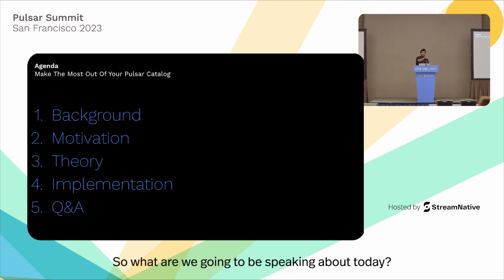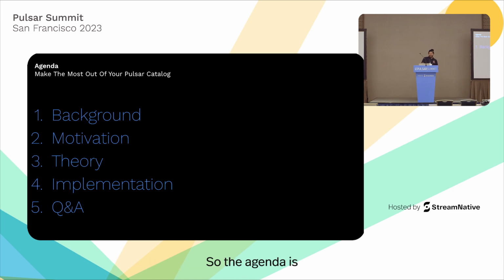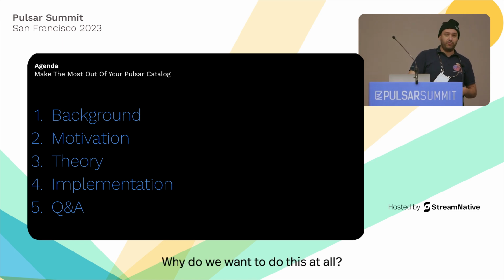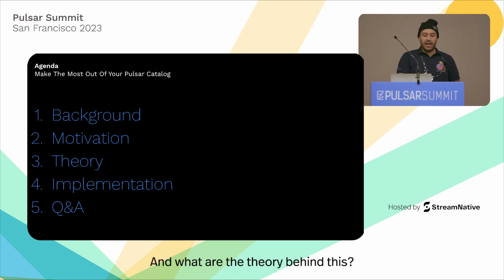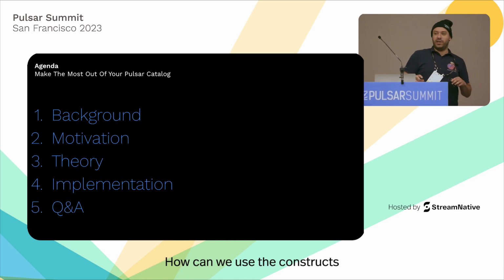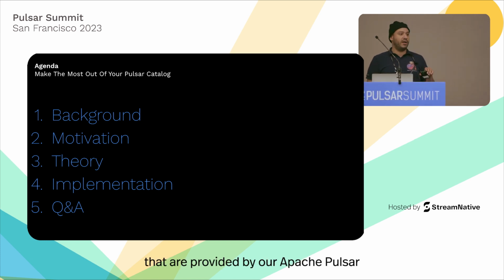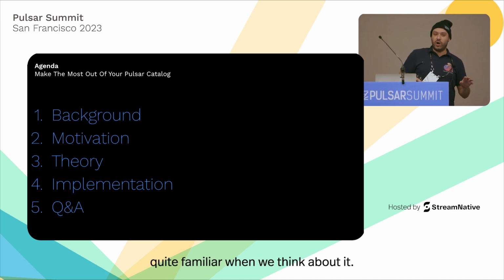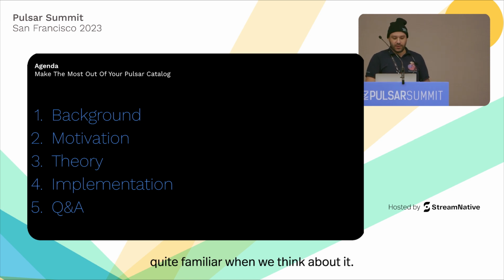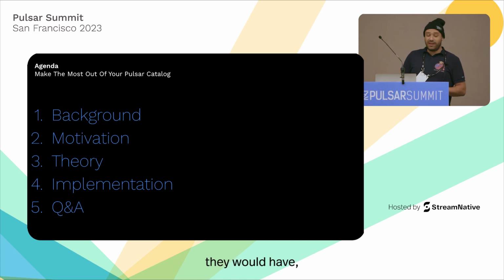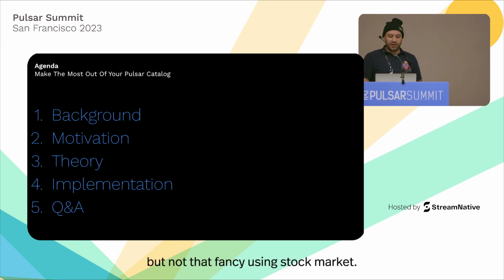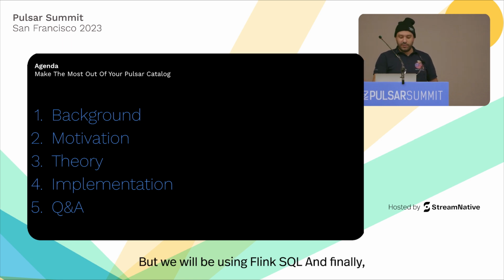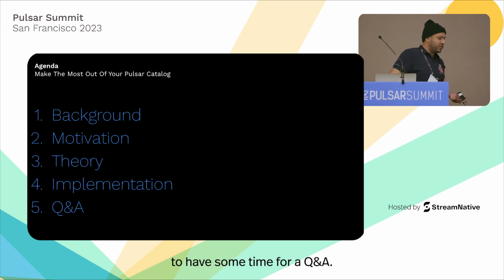So what are we going to be speaking about today? The agenda is, we will start with some background information and continue with some motivation. Why do we want to do this at all? And what is the theory behind it? How can we use the constructs that are provided by Apache Pulsar and Apache Flink, and how they are actually quite familiar when we think about it. We will also have a small demo, quite similar to what David had, but not that fancy, using stock market data, and we will be using Flink SQL. And finally, hopefully we will have some time for a Q&A.